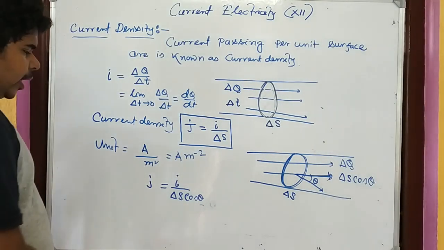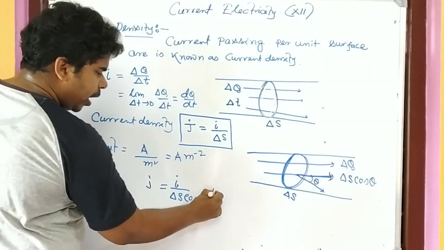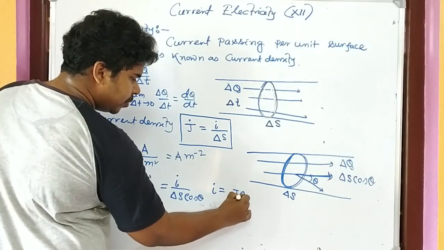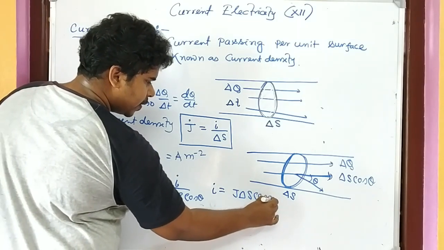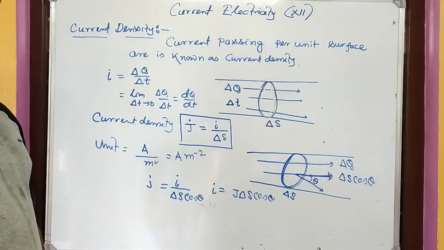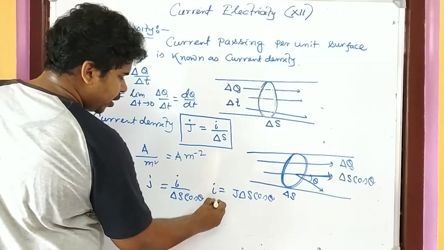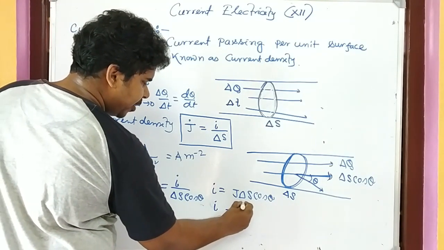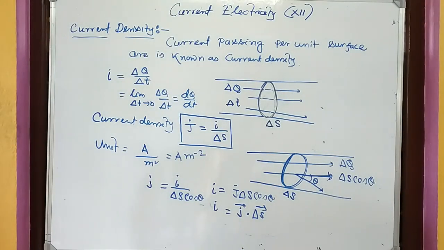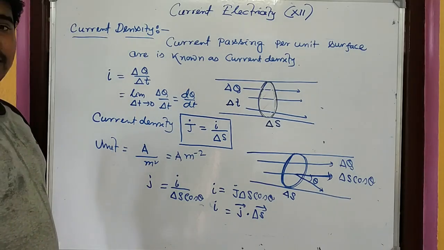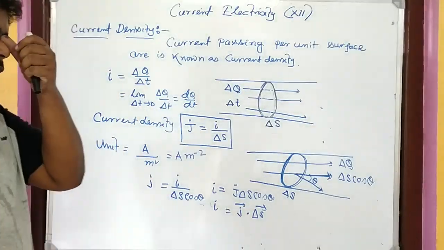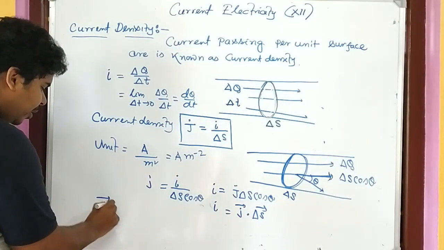So if I write it this way, I equals J into del S cos theta. And here we can write that I equals J dot del S. That is the dot product, J dot del S. And by this we understand one thing: that J is a vector quantity.